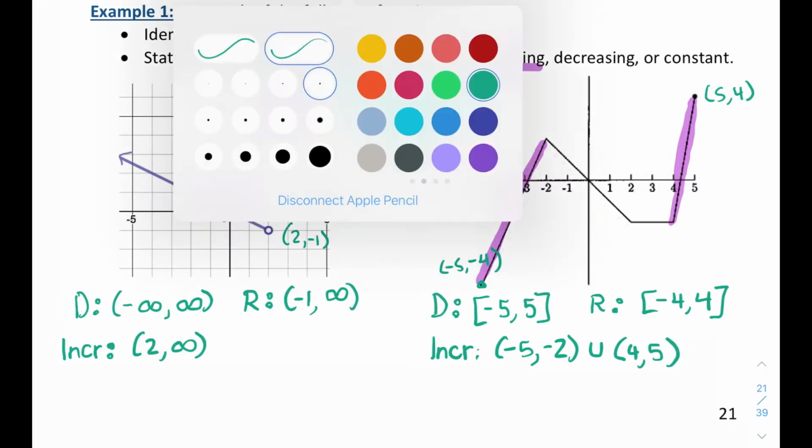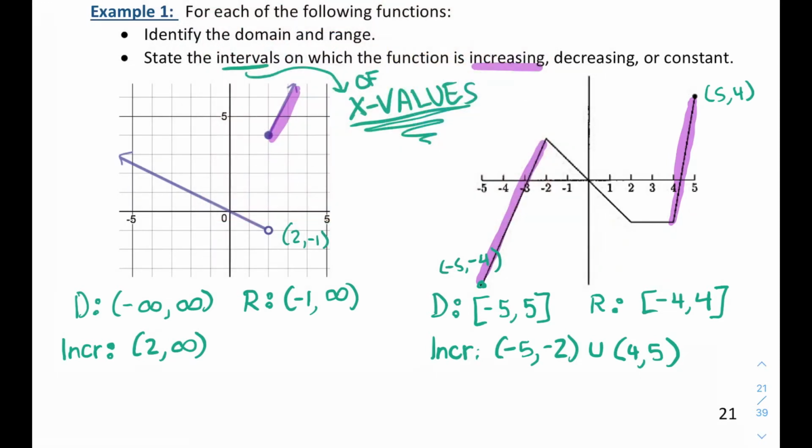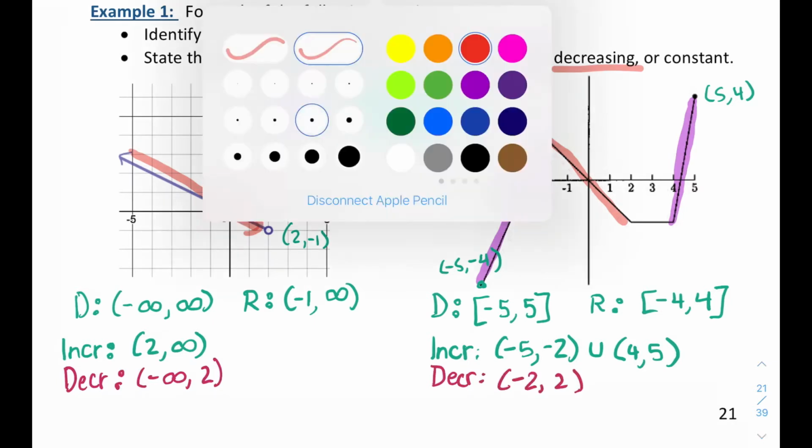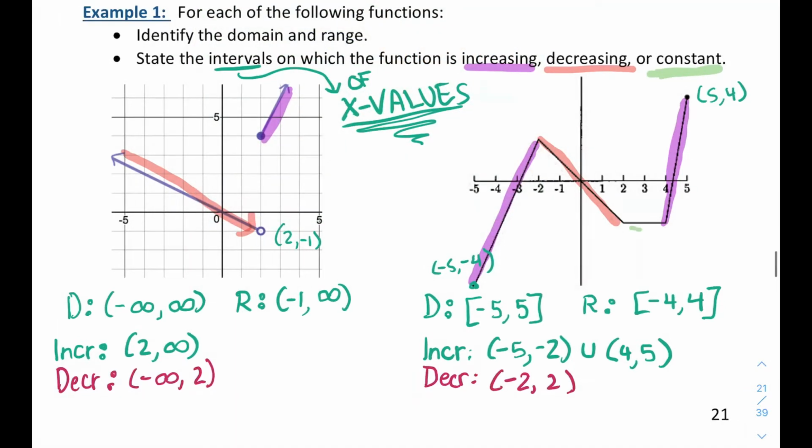And then if we're looking at where it's decreasing, that's where it has a negative slope looking from, again, left to right. So don't look at the direction of the arrow. Read your graph from left to right. Think about where its y values are decreasing. So this one's decreasing from negative infinity up to the x value of 2, and my other one's decreasing between the x values of negative 2 and positive 2. And then constant, my function on the right hand side has a section where it's unchanging y values, horizontal, between the x coordinates of 2 and 4. My one on the left is never constant.